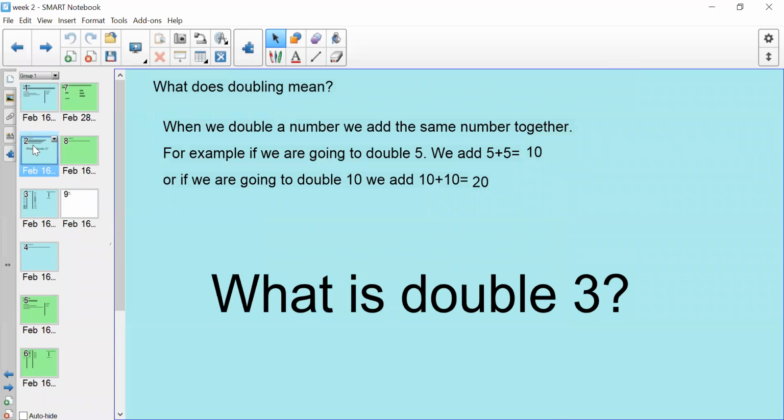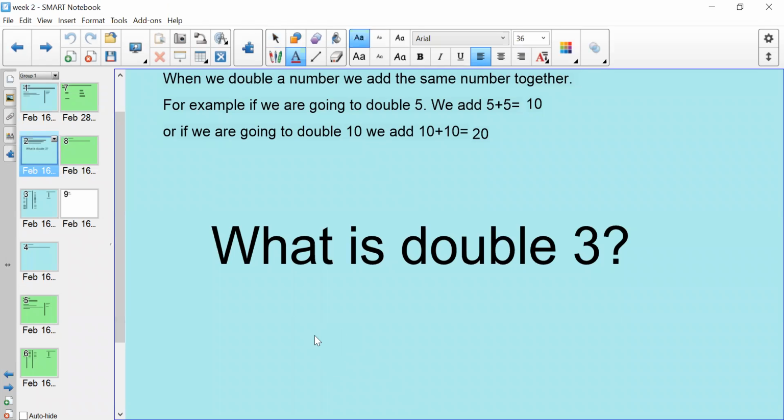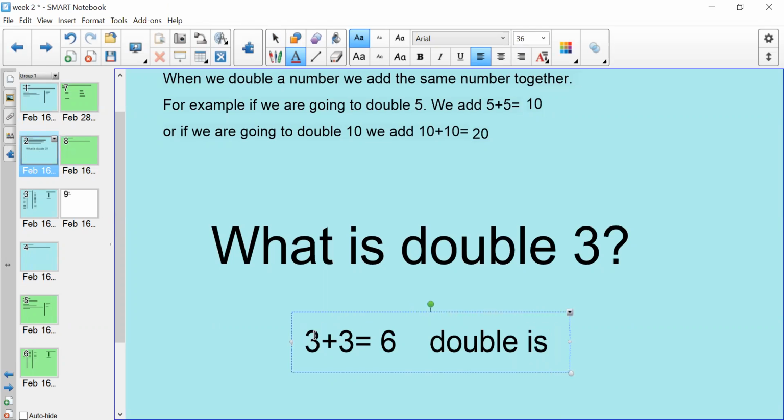So we've looked at this before last week. So what does doubling mean? When we double a number, we add the same number together. For example, if we are going to double 5, we add 5 plus 5, which equals 10. Or if we're going to double 10, we add 10 plus 10. So have a think, what is double 3? So to work out double 3, we're going to have to add 3 twice. So 3 add 3 is 6. So double 3 is 6.